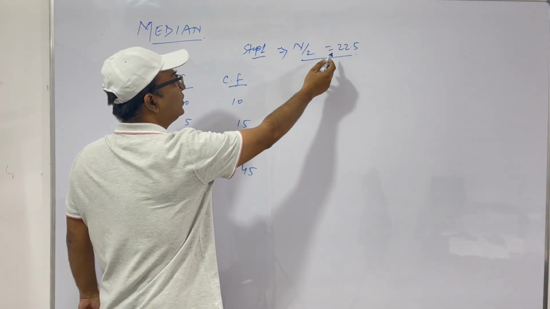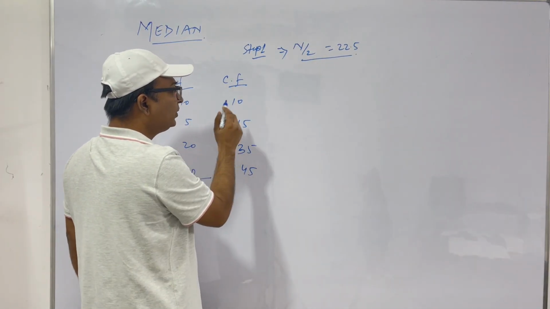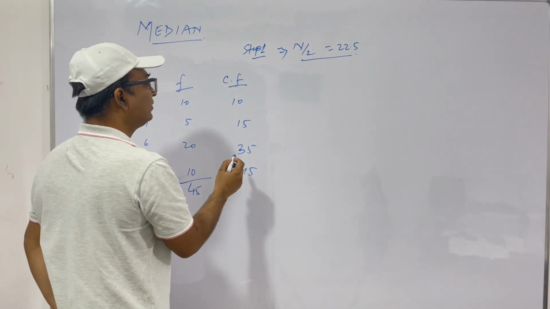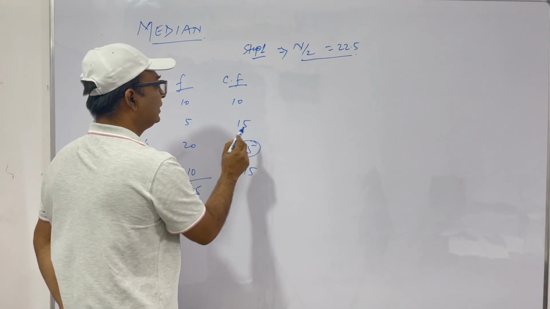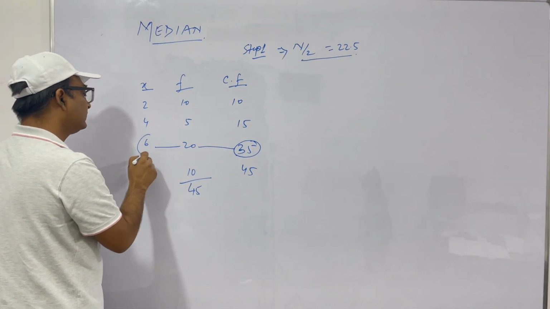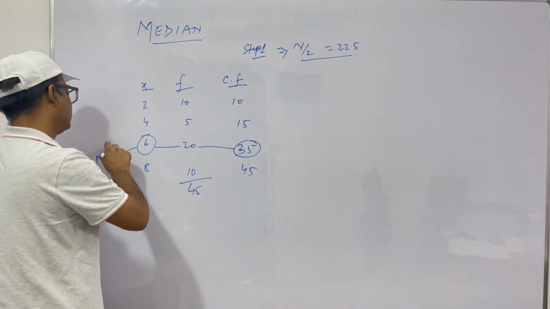So n by 2 is this. We look for the cumulative frequency just greater than n by 2. So greater than 22.5 is 35. The value corresponding to this, that is 6, is the median.